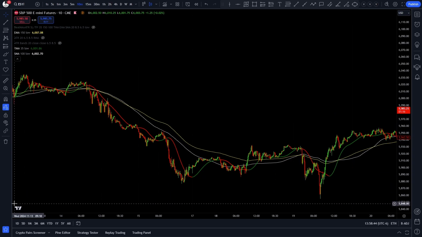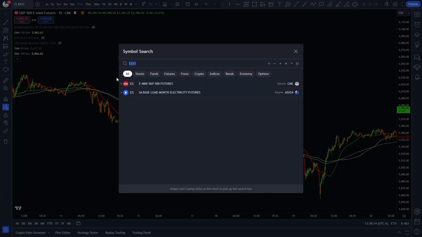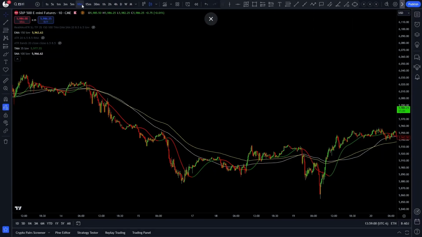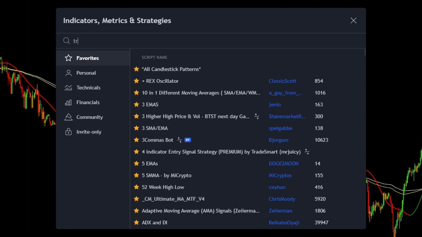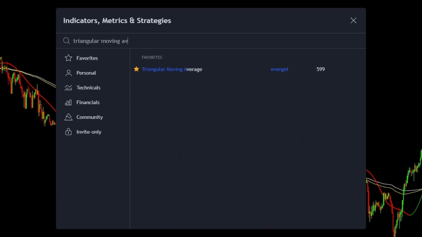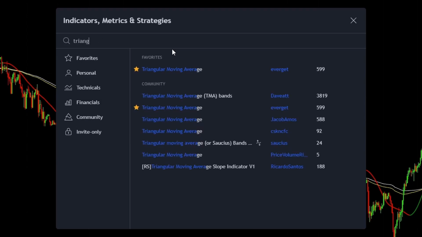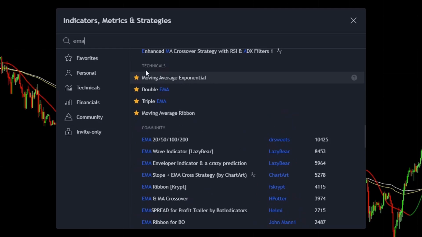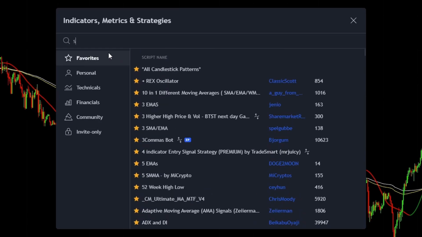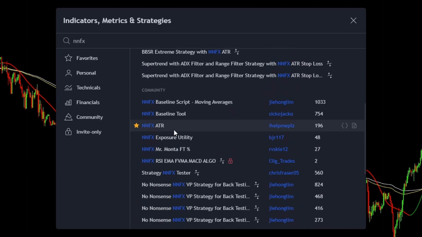Okay, for this strategy first open up TradingView and set up the ES futures, this one, on the 10-minute chart. Once you get that, let's add our indicators. For this strategy we will need 3 different moving averages and the stop loss and take profit indicator. The first moving average is going to be the triangular moving average at this one. The second will be the exponential moving average or EMA at this one. And the third one a simple moving average or SMA at this one. For our stop loss and take profit, we'll be using the usual NNFX ATR at this one.